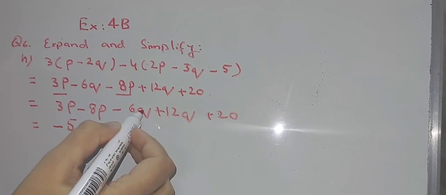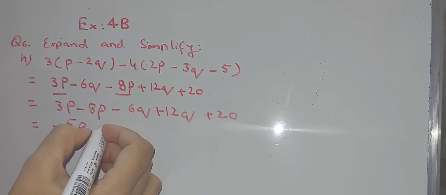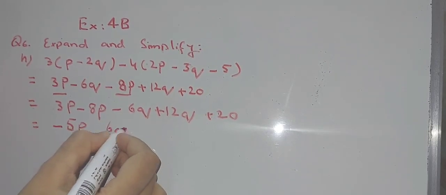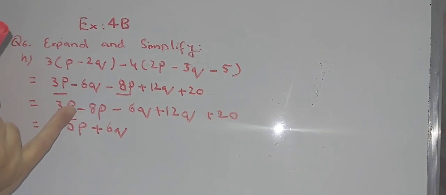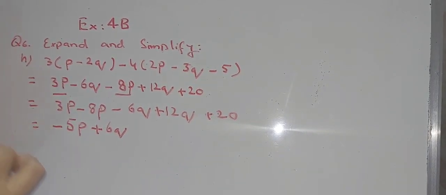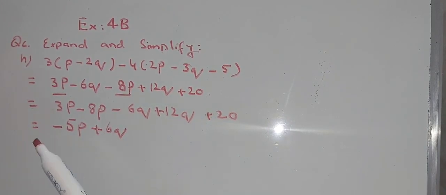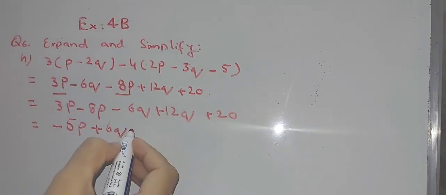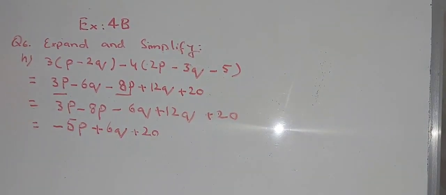Okay, minus 6q plus 12q, 12 minus 6 will become 6q but with positive sign. Bigger number carries the positive sign. Here the bigger number carries the minus sign, so we will write minus here. Here the bigger number carries the plus sign, we will write plus here. Whenever plus and minus come, we always go for subtraction. Then plus 20 will come as it is. Okay, this is the solution for part H.